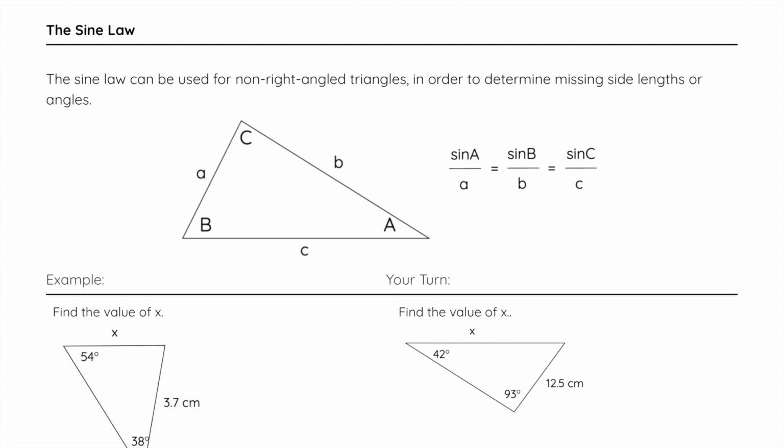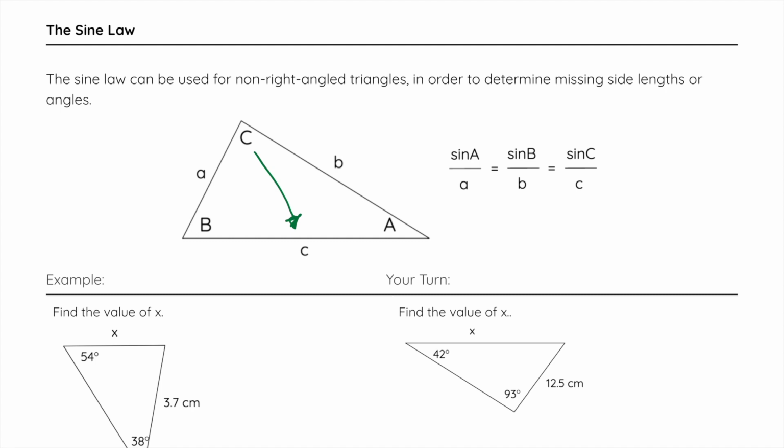Now, one thing I'd like to point out again is the naming convention of these sides, where we use a capital letter for the angle, and then we use the corresponding lowercase letter for the opposite side. And this helps us make sure we're putting the correct values in the formula in the right place. So the formula is a ratio, and it's saying that sine of angle A over a is equal to sine of angle B over b, which is also equal to sine C over c.